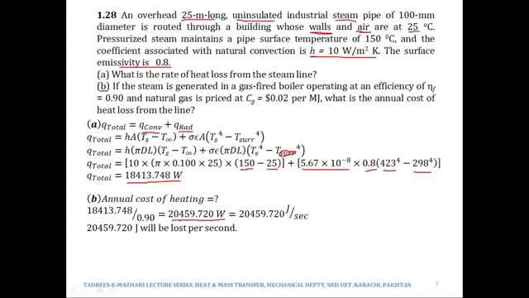So the amount of heat which is being lost is in fact 20459 and not 18413. And you should also keep in mind those figures, that the boiler has an efficiency of 90%. So the boilers usually operate in the ranges of 75, 80, 85, 90% efficiency.